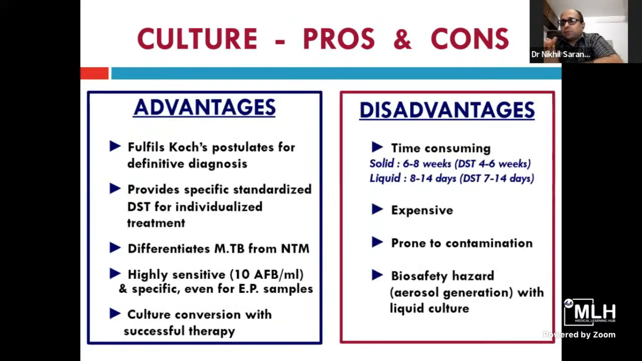So in short, about the gold standard, that is culture, what are its advantages? It provides specific standardized DST, so individualized treatment is possible. It differentiates Mycobacterium tuberculosis from non-tubercular mycobacteria. And this is important because DST without speciation results in inappropriate therapy. It is the most sensitive and specific test, even for extrapulmonary samples. And you get culture conversion with successful therapy. Therefore, it is a useful monitoring tool.